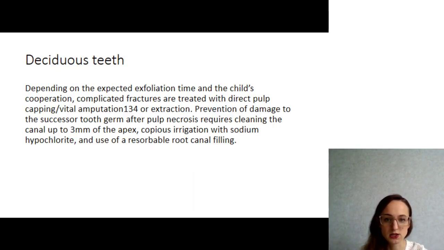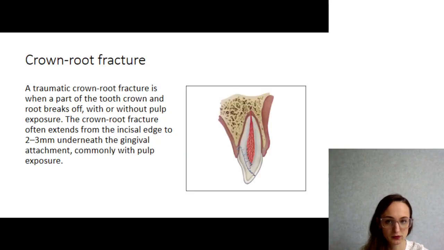Next, deciduous teeth. A crown root. A necrotic pulp in an immature tooth requires extirpation and apexification with calcium hydroxide. The calcium hydroxide should be replenished every 3 months to induce the formation of the apical barrier and to enable condensation of gutta-percha.